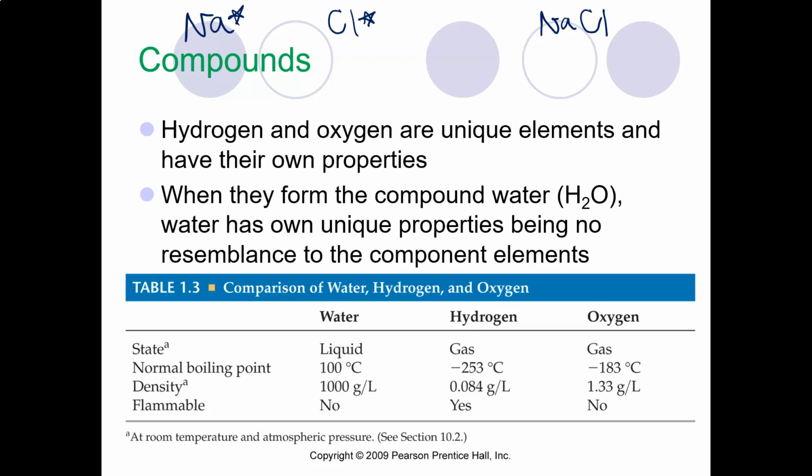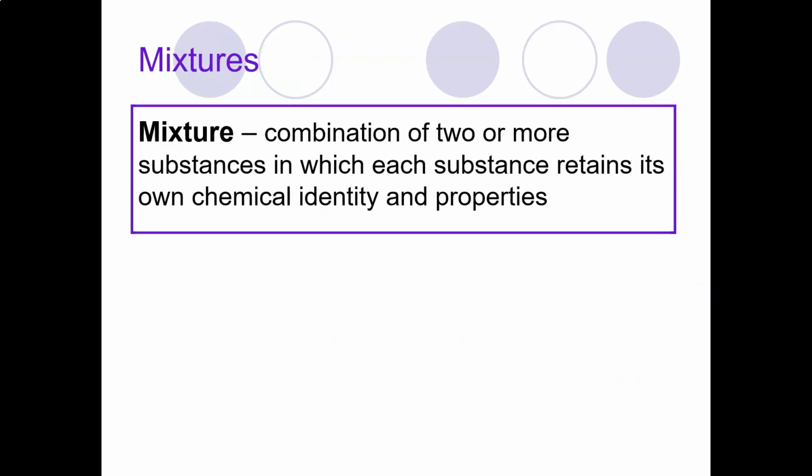When you make a compound, it's its own thing. It has its own set of properties. It's not directly related to the two elements that made it up. Okay, so we're going to deal with that more later in the chapter or later in the semester, but just wanted to point that out. So now we're ready for the other half of our chart. So things can either be pure substances, which are elements or compounds, or they can be mixtures.